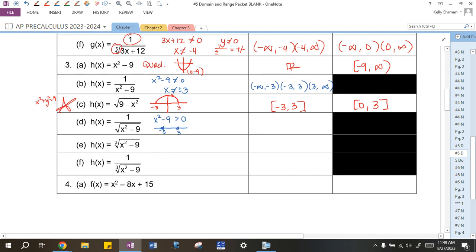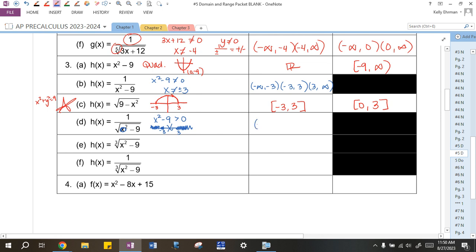Okay, but what about in between? If you plug in 0 for x, do you get a real number? No. So that's out of the domain. If you plug in something bigger than 3, do you get the square root of something positive? If you plug in 4, you get 16 minus 9. That's the square root of something positive. So we can plug in anything bigger than 3. And if we plug in anything smaller than -3, like -4 or whatever, the same thing's going to happen. We'll get positive 16 minus 9.